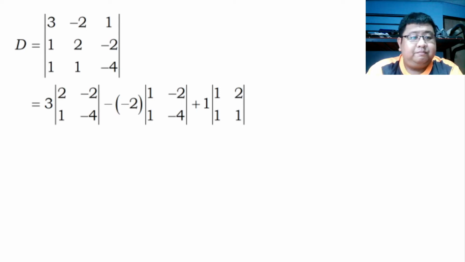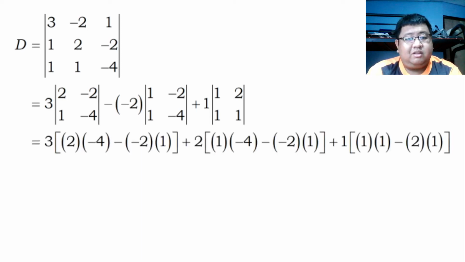Now, for the third term, you use the third number in the first column, which is 1. And yung na left out, which are the numbers in the first column and the second column, yung 1, 2, 1, 1. Now, by cross multiplications, it will look like this. Of course, copy pa rin yung negative 3 outside. Now, for evaluating that first 2 by 2 determinant, you have 2 times negative 4 minus negative 2 times 1. So that's your first 2 by 2.